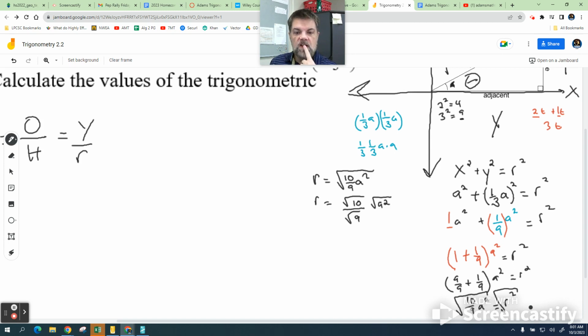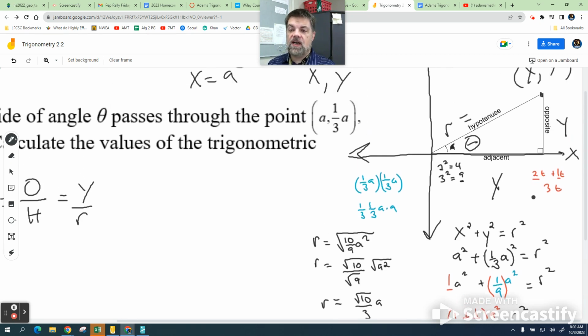Okay? So now when I do that, here's the thing. 10, the square root of 10 cannot be simplified. But the square root of 9 is just 3. And when you take the square root of a square, you're just left with the base, which is a. Okay? Now that's a lot of work, and we haven't even answered the first of 6 trig functions. And there's more work to do. So we did all that work so that I could write up here, the radius is the square root of 10 over 3 times a.